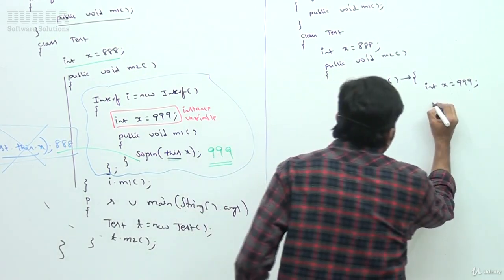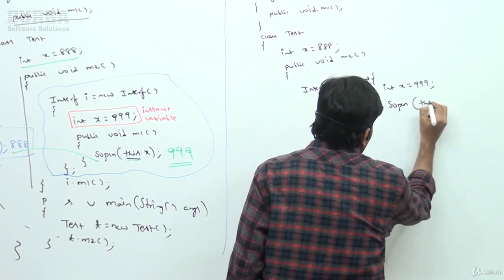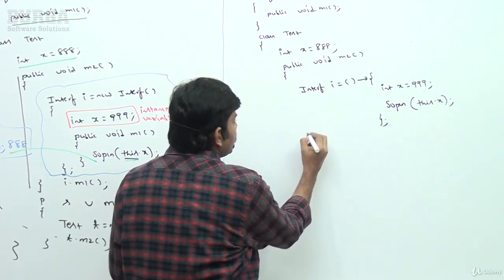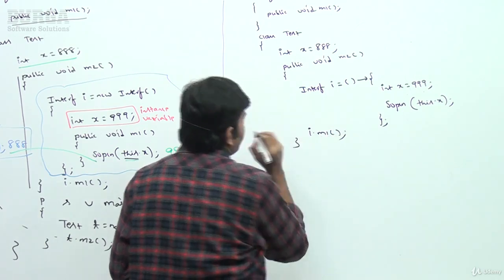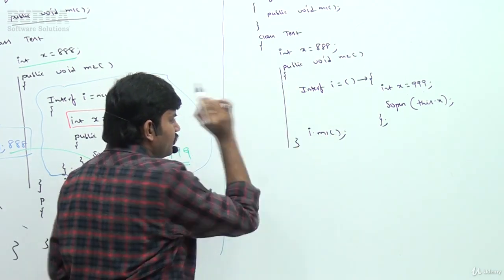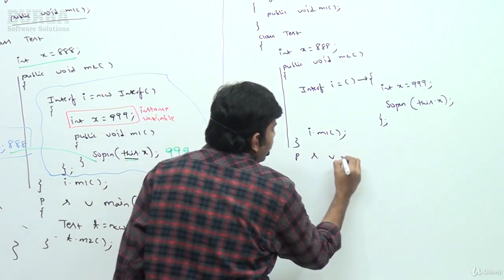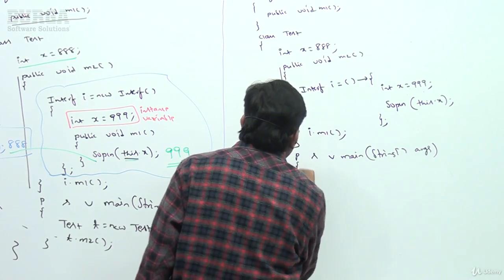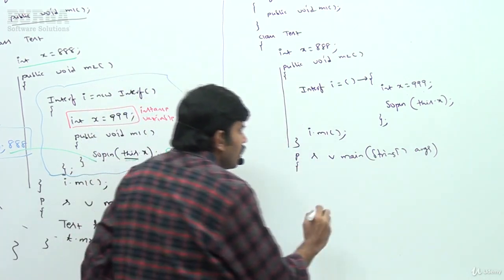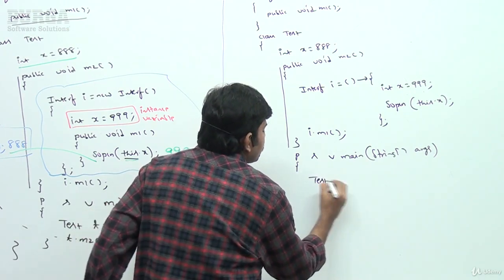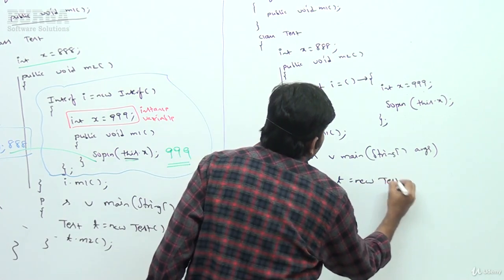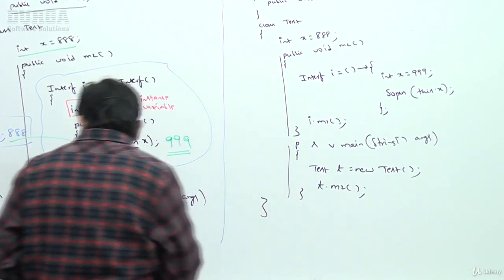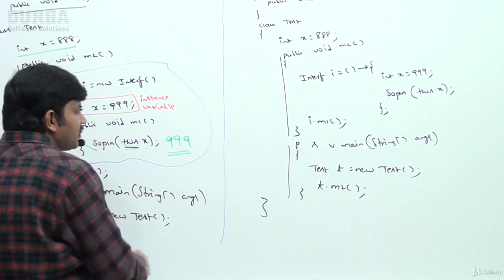Second one, sir. Now I want to access this dot x. System dot out dot println this dot x. I'm just calling the I dot m1 method, right? So that completes m2. Now public static void main, String array args. Now I am taking here, just observe, Test t is equal to new Test. Then t dot m2 method, like this I am taking.